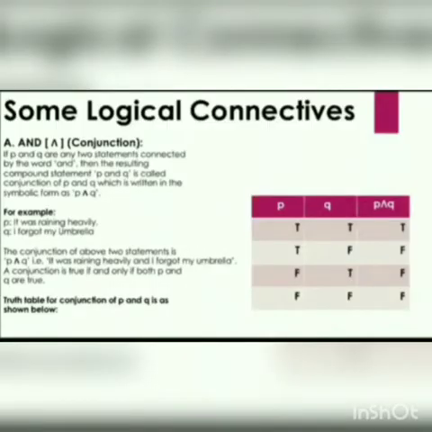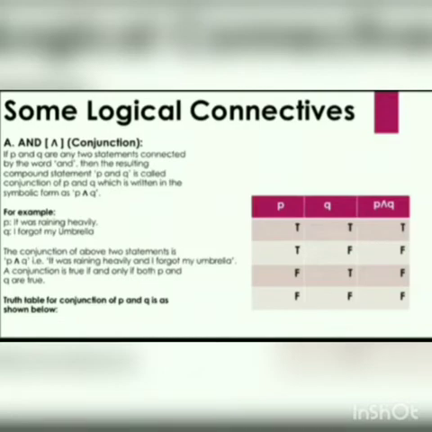Some logical connectives. The first logical connective, and, or conjunction. If P and Q are any two statements connected by the word and, then the resulting compound statement P and Q is called conjunction of P and Q, which is written in the symbolic form as given below. For example, let us take statement P as it was raining heavily and statement Q as I forgot my umbrella. The conjunction of the above two statements will be it was raining heavily and I forgot my umbrella.